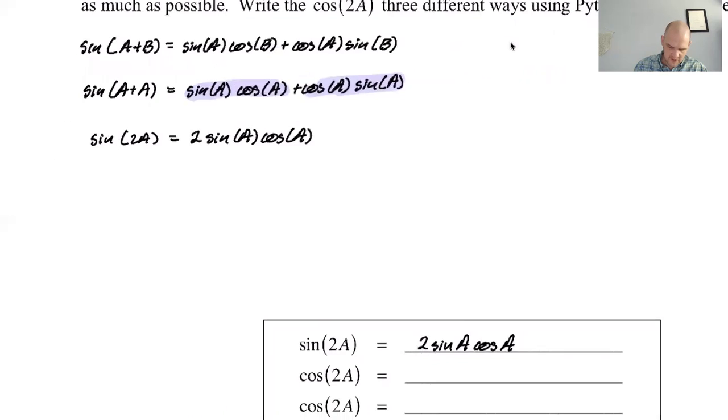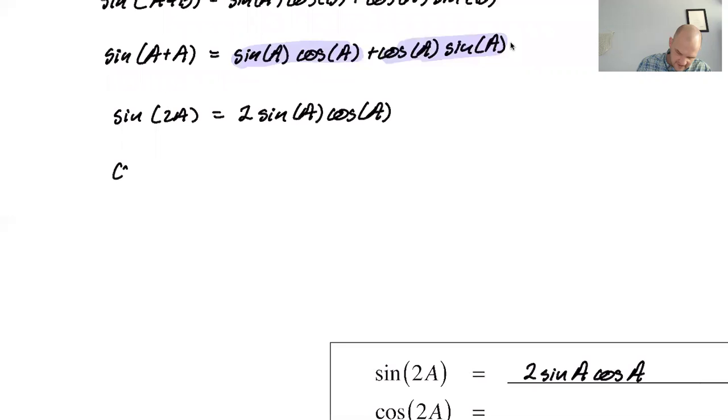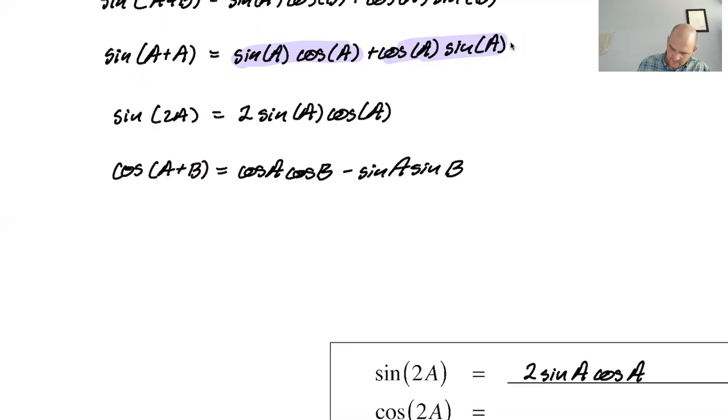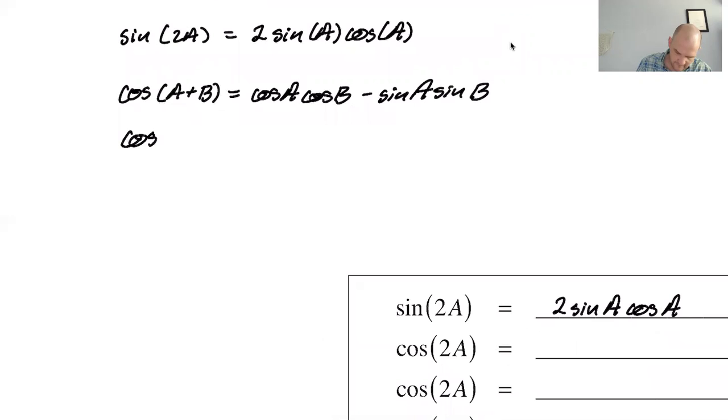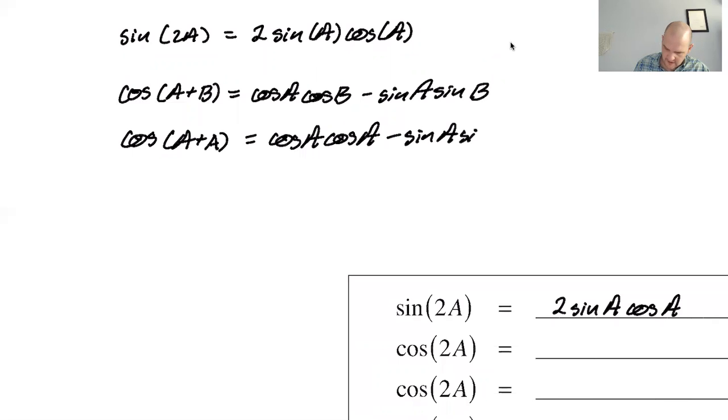Now, cosine. Cosine's a little different, but we're going to do the same idea. Cosine of a plus b is cosine a cosine b minus, because it alternates, sine a sine b. Now replace every b that you see with an a, and we'll get the cosine of a plus a is cosine a cosine a, which is cosine squared of a, and then minus sine a sine a, which is sine squared of a.